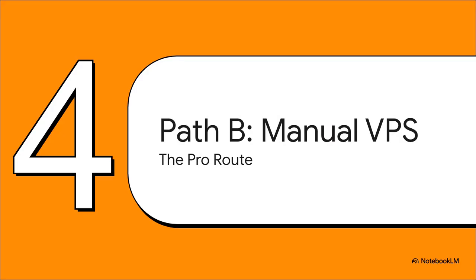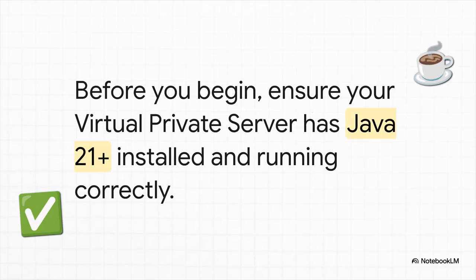Now, what if you're not using Pterodactyl, or you just want more control? Let's talk about Path B, the manual VPS setup. This is what I call the pro route. Now, before you do anything else, there is one major prerequisite. You absolutely have to make sure you have Java 21 or newer installed on your server. If you don't, this just isn't going to work. So double check that first.